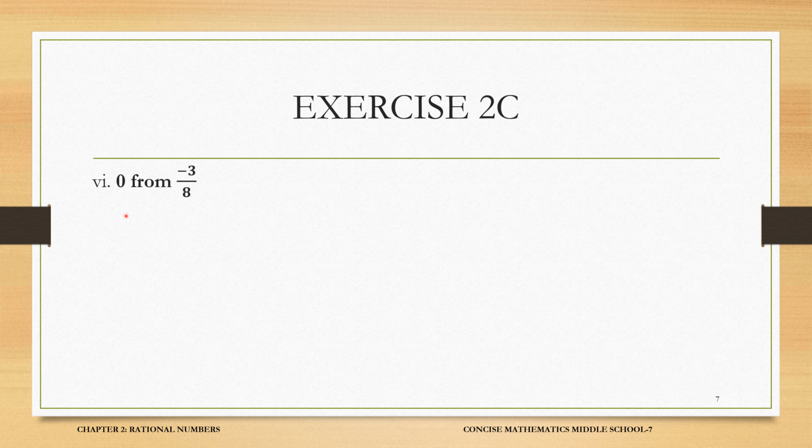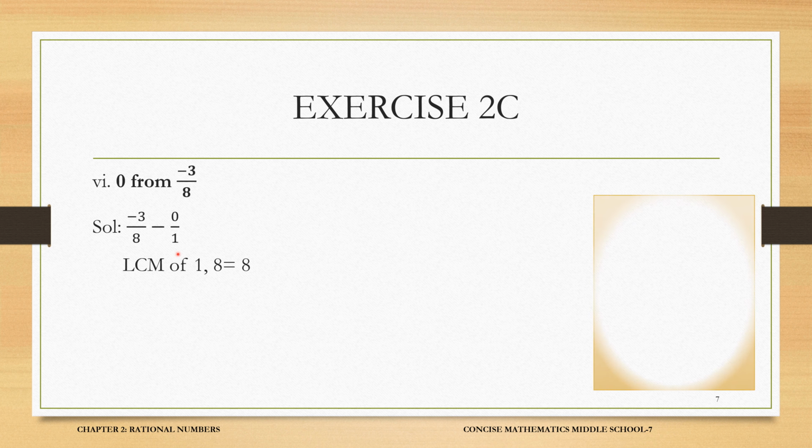Here is our sixth question. 0 from minus 3 by 8. So here from this minus 3 by 8 you need to remove this 0. That means you have to put this minus 3 by 8 first. Minus 3 by 8 minus of 0 by 1. Even here the denominators are different. So take the LCM of 1 and 8. It becomes 8.